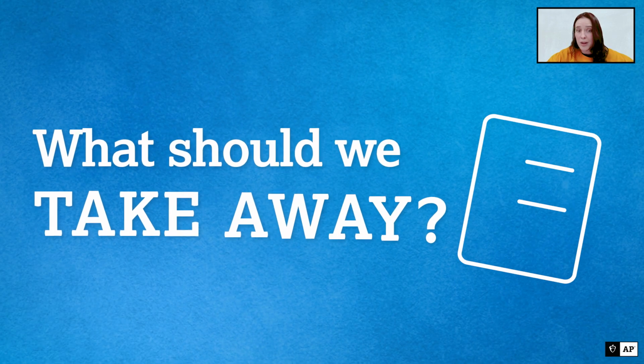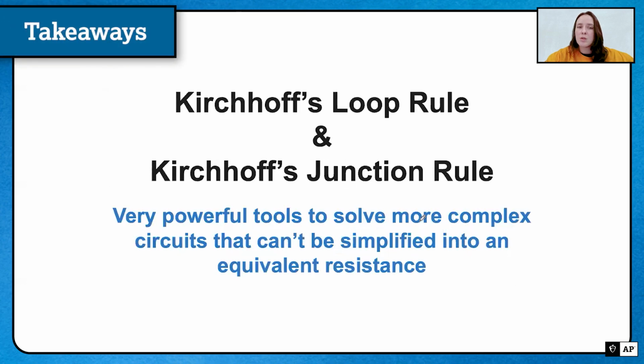So what should we take away from this? Kirchhoff's loop rule and Kirchhoff's junction rule are very powerful tools that can solve more complex circuits that you cannot solve just by finding an equivalent resistance. Situations like multiple batteries, or if you end up with some resistors kind of crisscrossing all weird ways that you can't smush them together into parallel and series situations, Kirchhoff's loop rule and Kirchhoff's junction rule are there to save the day.